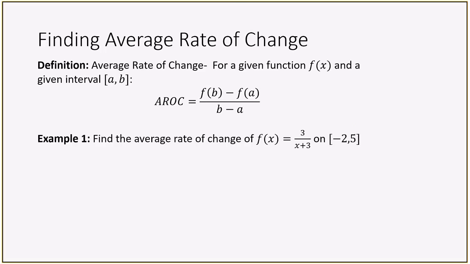So to see that in practice when we're dealing with a function like this, I want to find the average rate of change of f of x from -2 to 5. Well, I would plug in -2, I would plug in 5, and I would get that result.